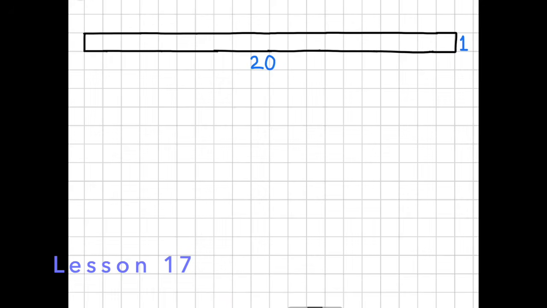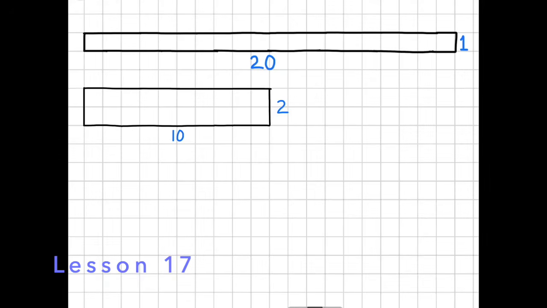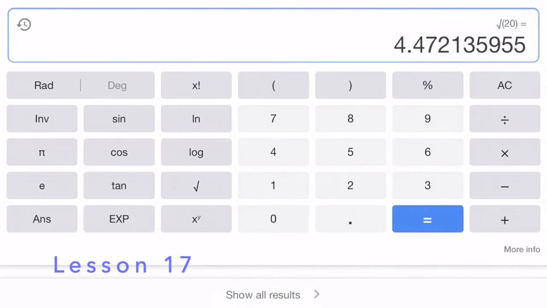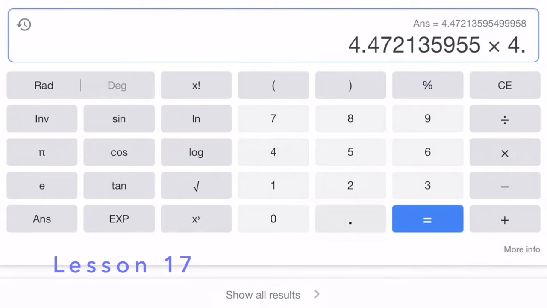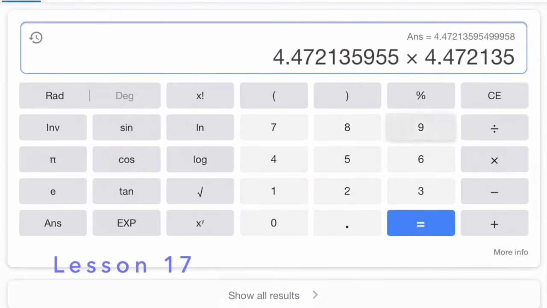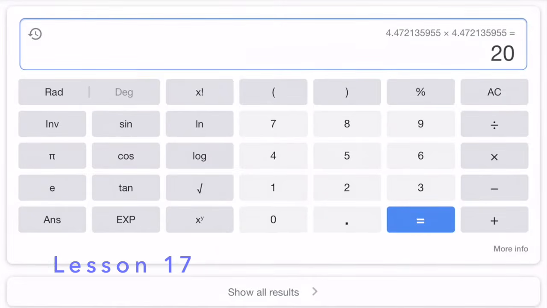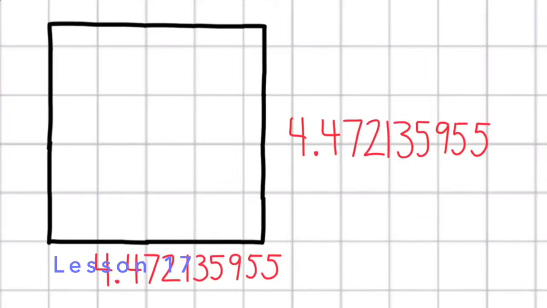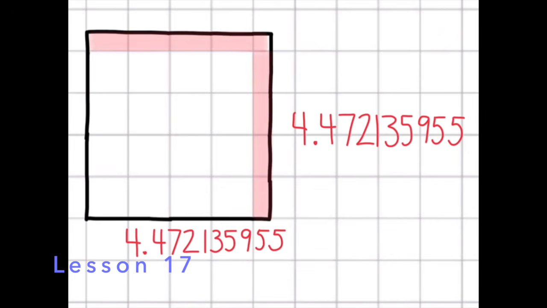20 is not a perfect square, and here's some examples why. 1 times 20 does not form a square, 2 times 10 does not form a perfect square, and 4 times 5 does not form a perfect square. This decimal is obviously not a whole number, and this decimal times itself equals 20. That's proof that 20 is not a perfect square. Here's a close look at the side lengths of this square. It's not a whole number, it's a decimal. Since the side lengths are not whole numbers, it does not form a perfect square.